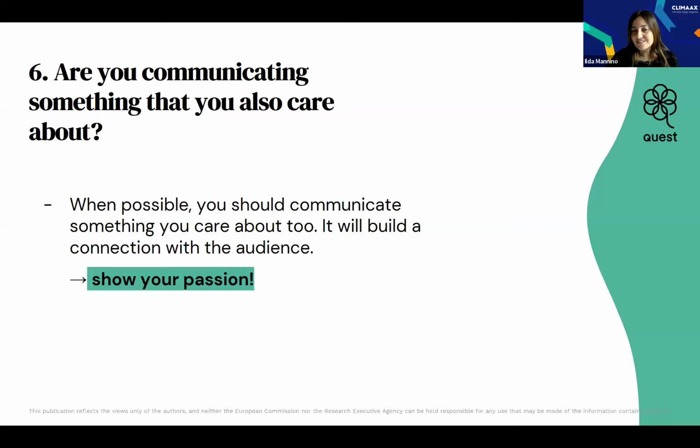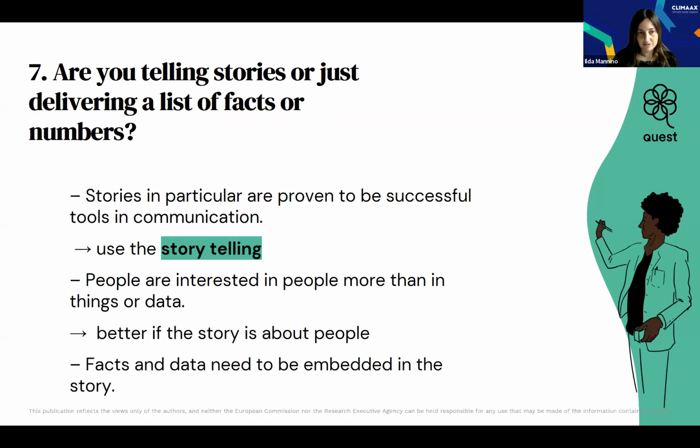Another thing that can help when you communicate is to show your passion. If you are a scientist, but also if you are a policy practitioner, I'm sure, and I hope, you have a lot of passion about what you do. Showing it also creates an empathy with your public that helps in the communication.